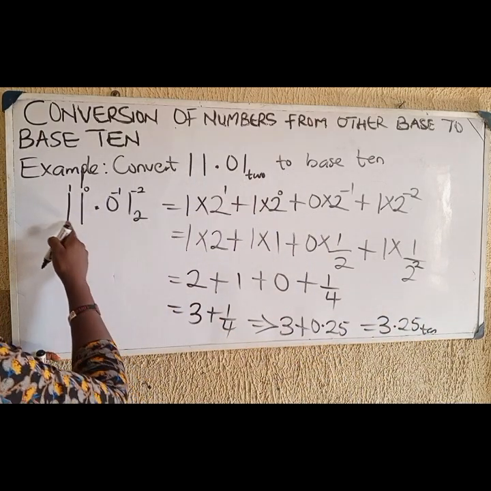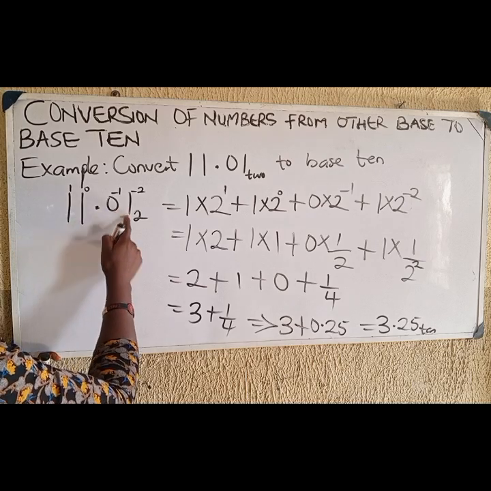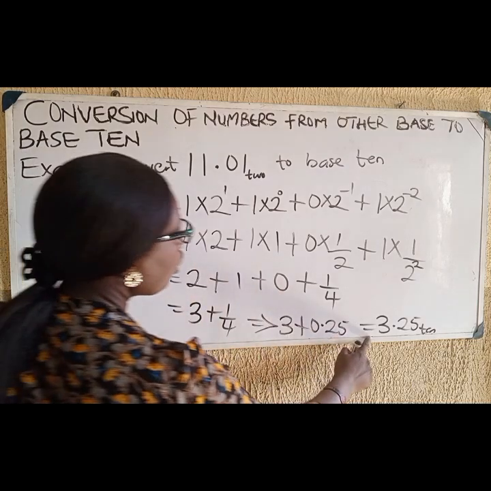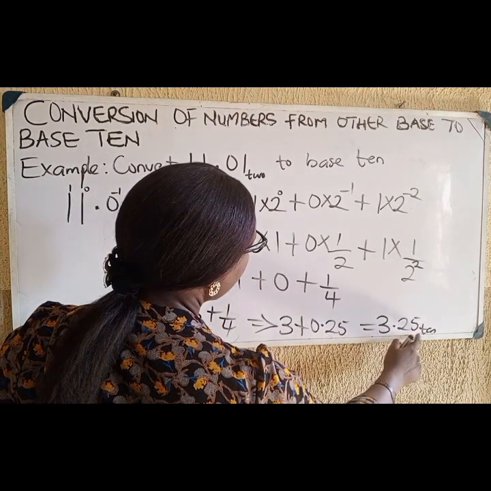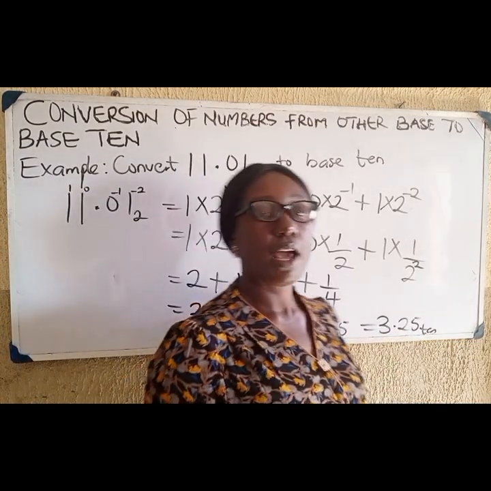So it means that 11.01 in base 2 is equal to 3.25 in base 10. I hope it's clear.